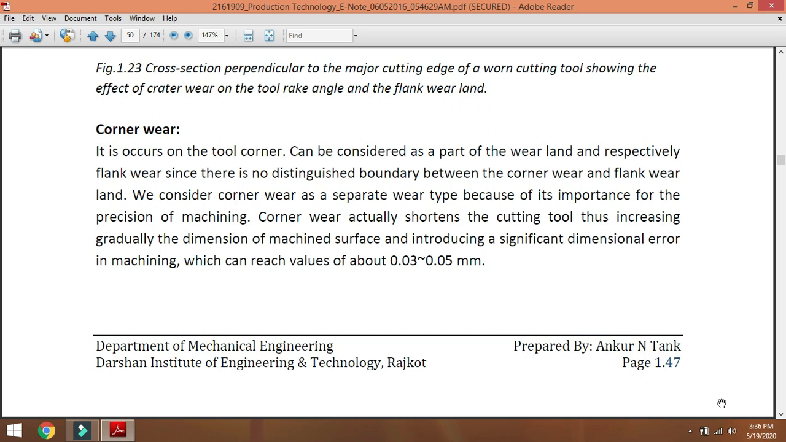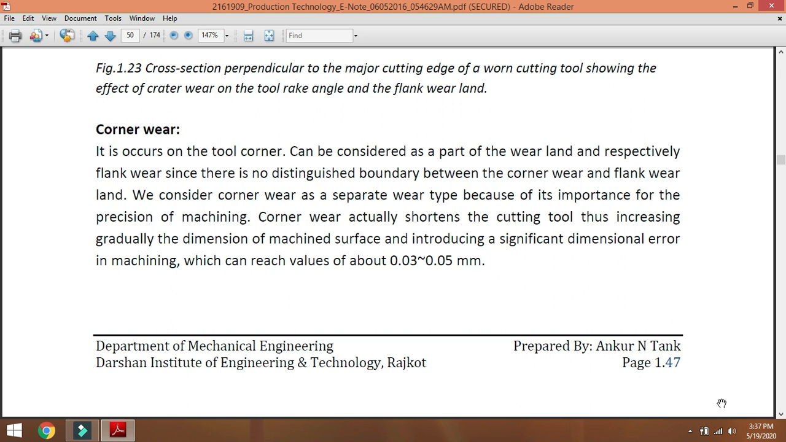Next is the corner wear or diffusion wear. This wear occurs at the tool corner. Corner means the last point or ending point. It occurs at the corner of the tool, meaning the tool's ending point. It can be considered as a part of the wear land, and respectively flank wear, since there is no distinct boundary between the corner wear and the flank wear land.